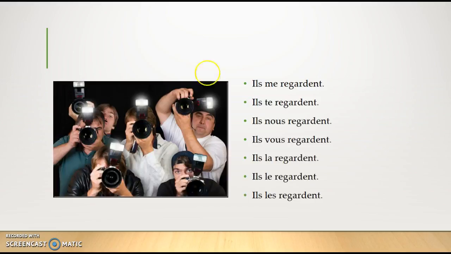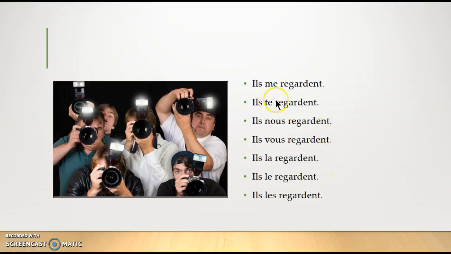So look at this. I've got some paparazzi here. All right, and they are looking at me. They are looking at you. They're looking at us. They're looking at you all. They're looking at her and him and them. So notice that the word order is slightly different than it would be in English. As I said, these pronouns have to go right in front of the verb that they refer to.